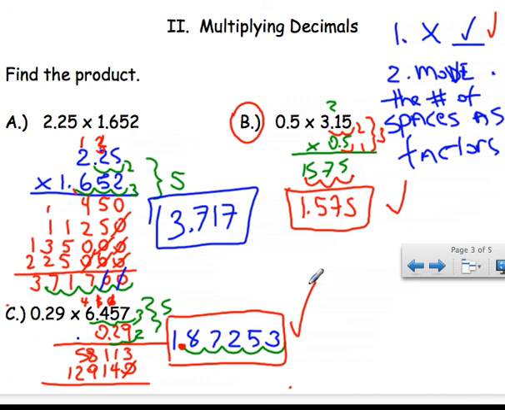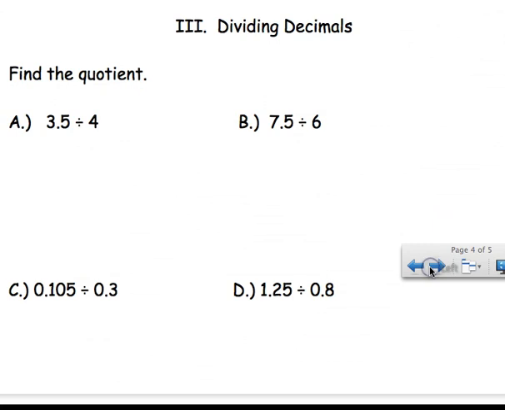Now you're ready to move on to the last step, which is division of decimals. For these, we're going to find the quotient, which means we're dividing.